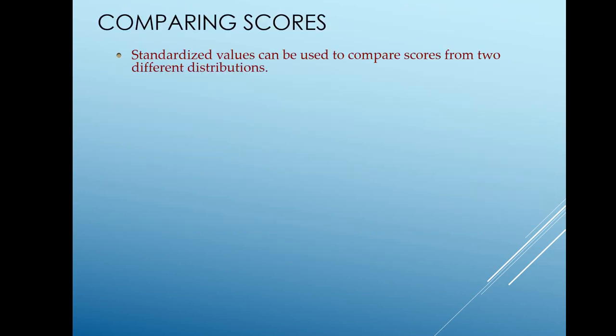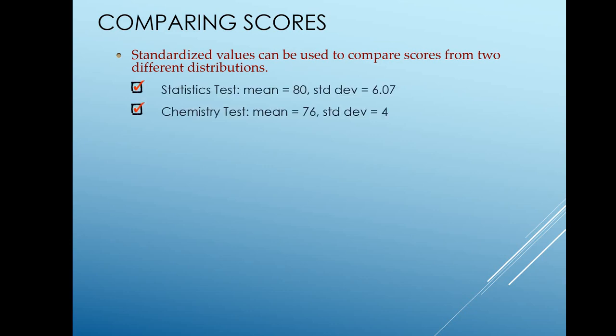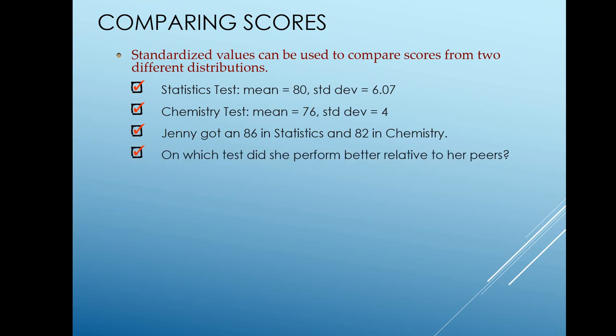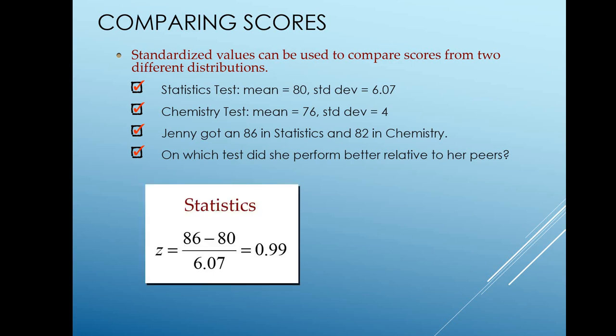All right. One use of z-scores is you could compare two different values. We're going to compare Jenny's performance on that statistics test to a chemistry test and see which one she did better on relative to her peers. We already calculated the statistics. Now if we plug in the chemistry test, where she got an 82 and the mean was 76 and the standard deviation was 4, we can compare which one she did better in. If you want to try it yourself, just pause and then come back and you can see the answer.